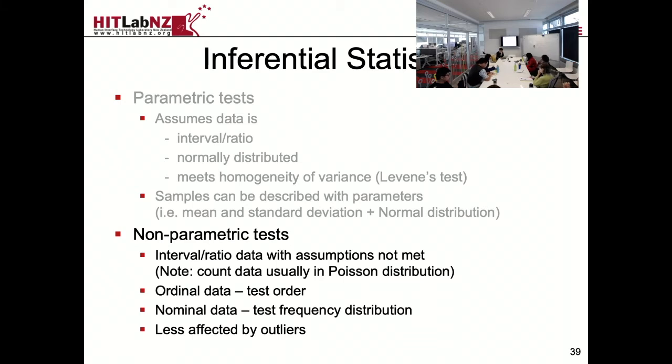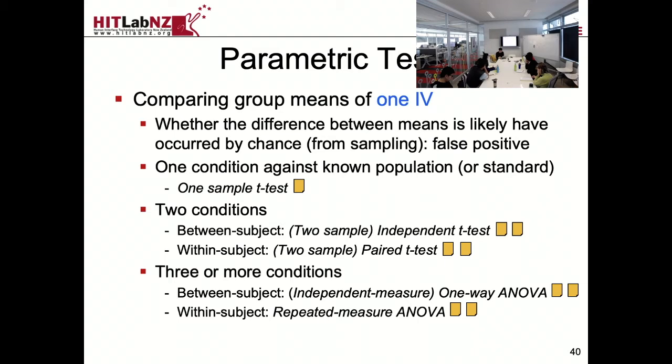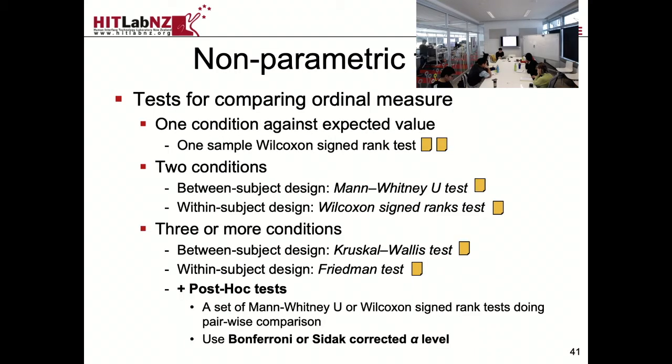So the basic idea for the non-parametric test is that the data is not interval or ratio data. When we have ordinal data or nominal data, then we go with a non-parametric test. Okay, this is a different one. I will not go into the details of these tests, but you just check it out. Depending on your study design, your statistical tool will be different. So I'll just quickly read these.